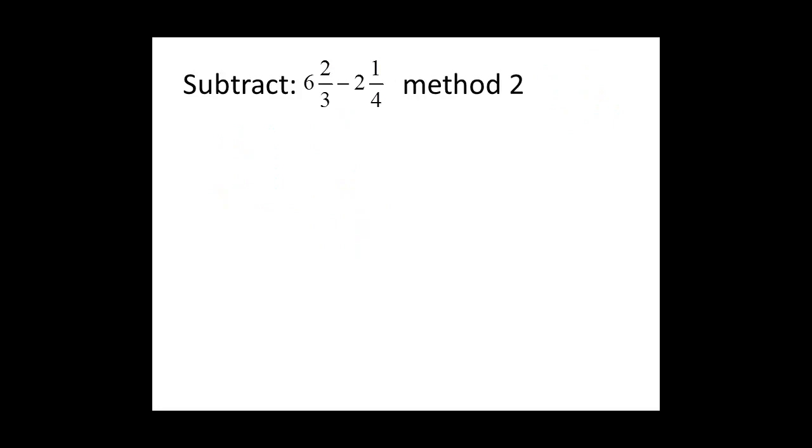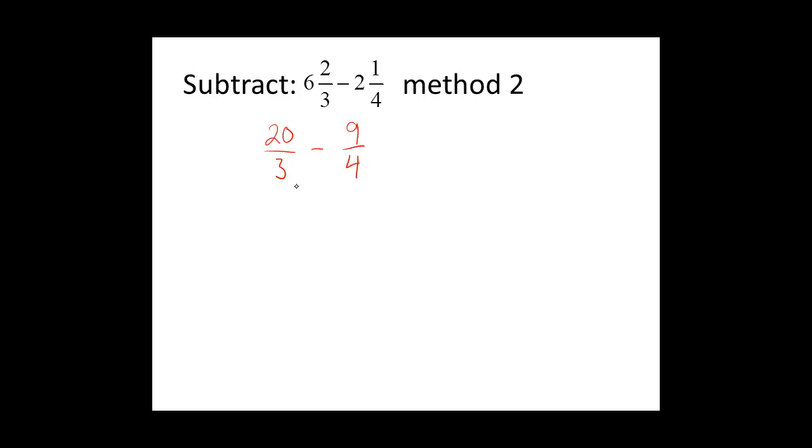Now we will do this same problem using method 2. Method 2 we change to improper fractions and then subtract. 6 2/3 we will change this to an improper fraction. Multiply the whole number times the denominator and add the numerator. 6 times 3 is 18, plus 2 is 20, keeping the denominator 3. 2 times 4 is 8, plus 1 is 9, over 4.